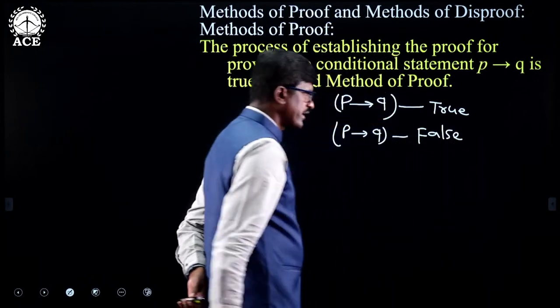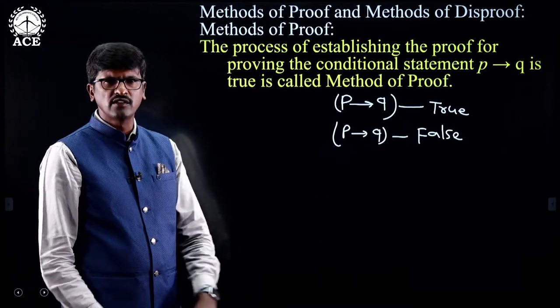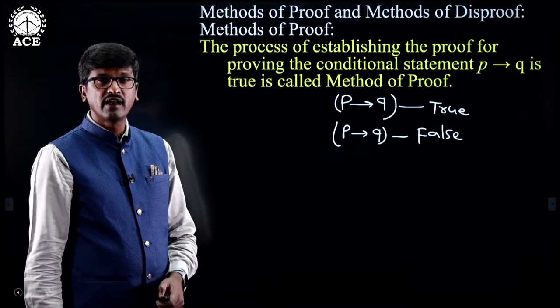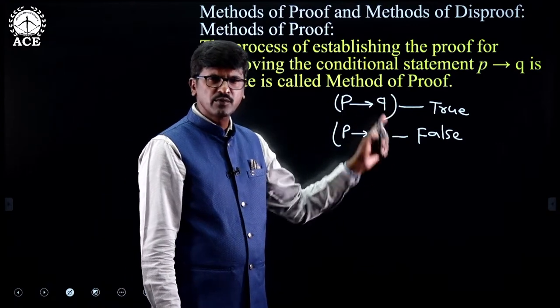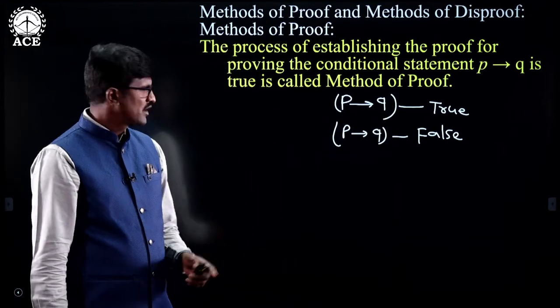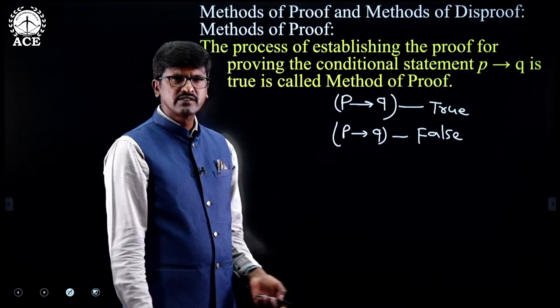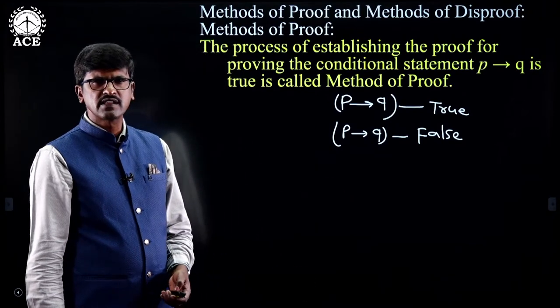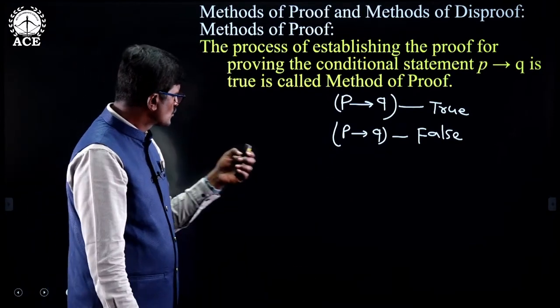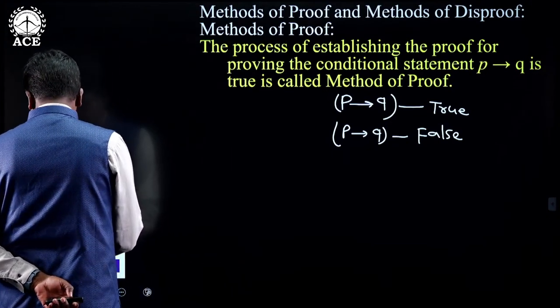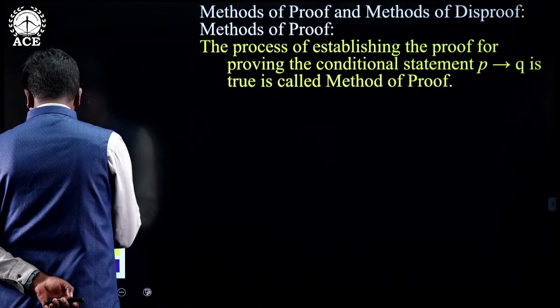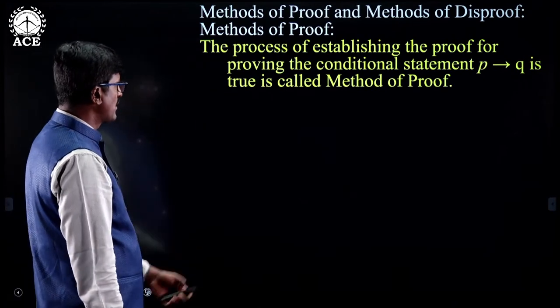The process of proving P conditional Q is false is called method of disproof. Method of proof is nothing but proving the conditional statement is true. Method of disproof is nothing but proving the conditional statement is false. So to prove the given conditional statement is true and false, we have different methods. Now we will see those different methods one by one.